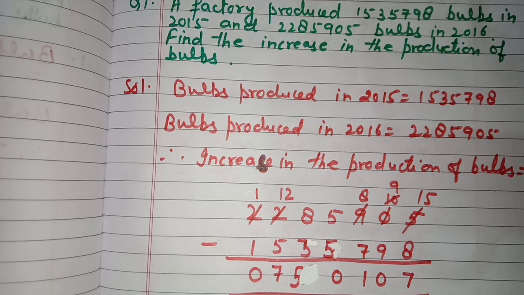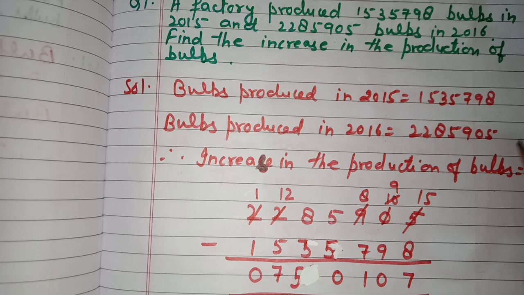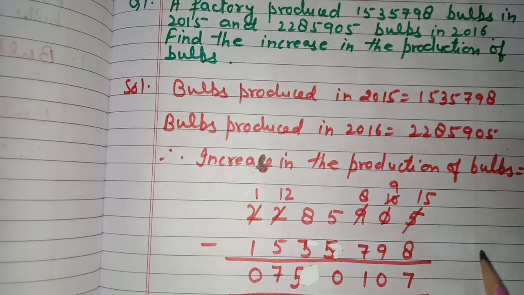So let's subtract. First of all, we have to see which one is the greater number. Obviously this one is greater, it will be written on the top, and this one is smaller, it will be written at the bottom. Now we have to start the subtraction sum from the extreme right side, that is from the ones place.